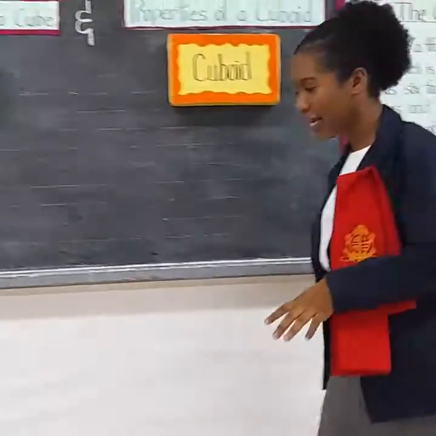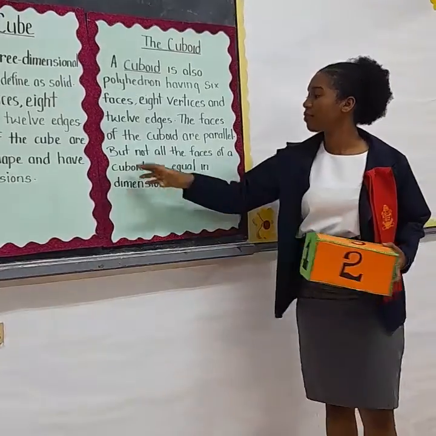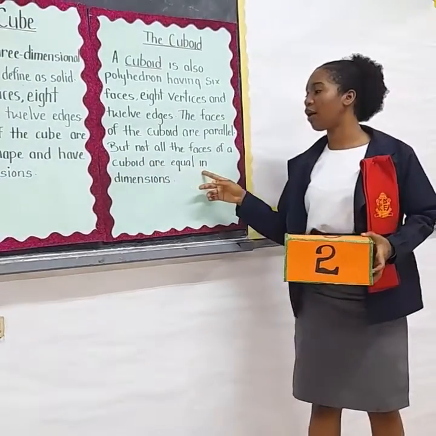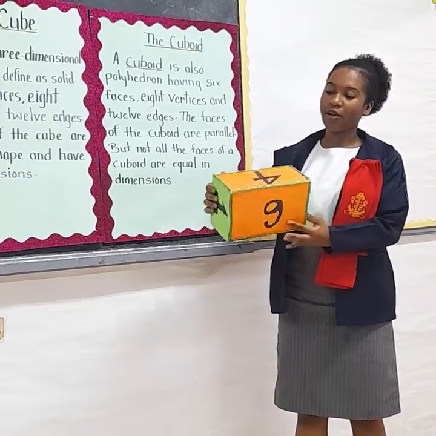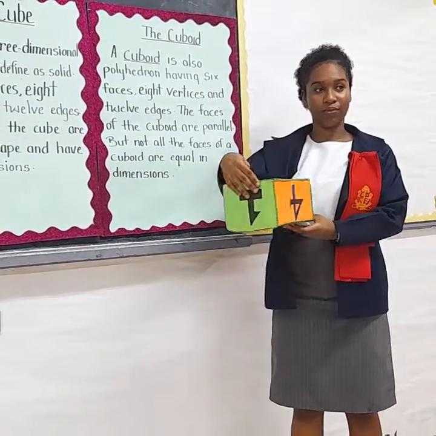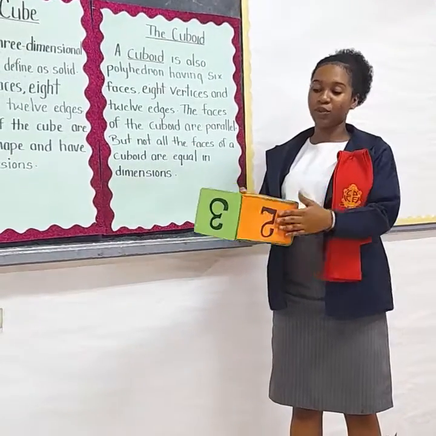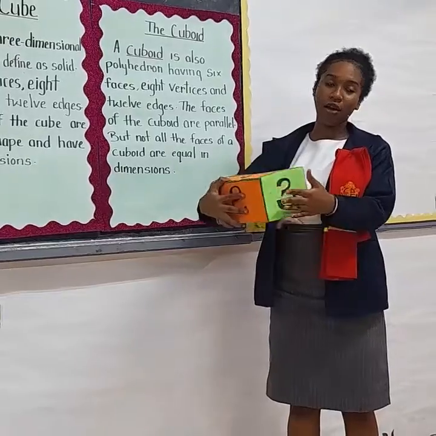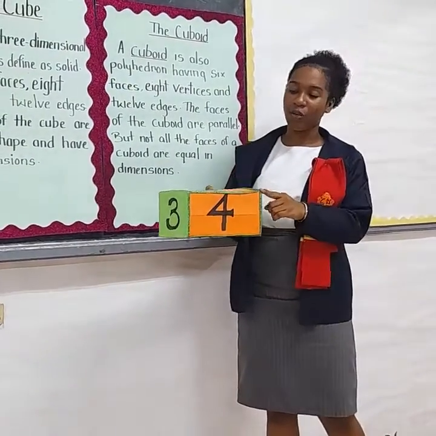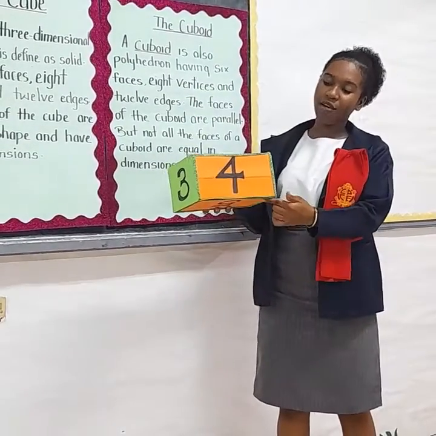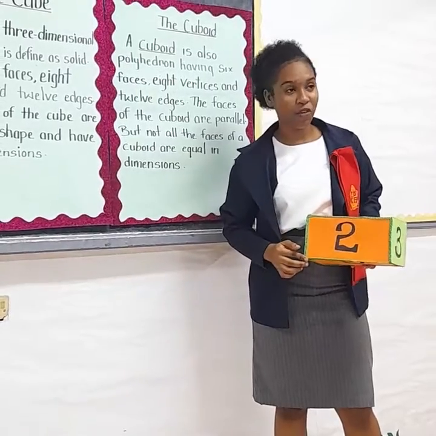So remember they said that not all the faces of the cuboid are equal. As you can see here, all the faces are not equal. But we do have 6 faces. 1, 2, 3, 4, 5, 6 faces. We also have 8 vertices, which are 1, 2, 3, 4, 5, 6, 7, 8 vertices.